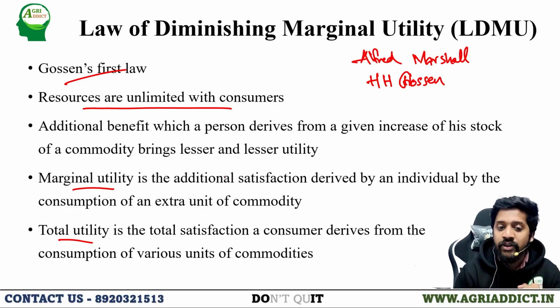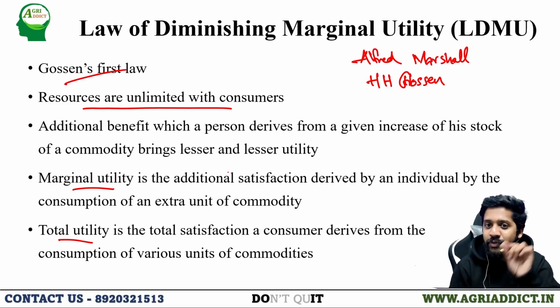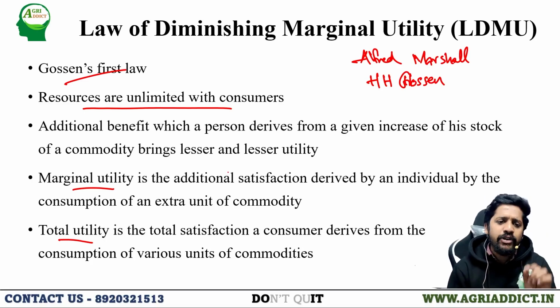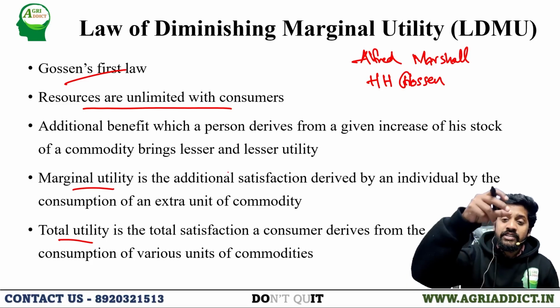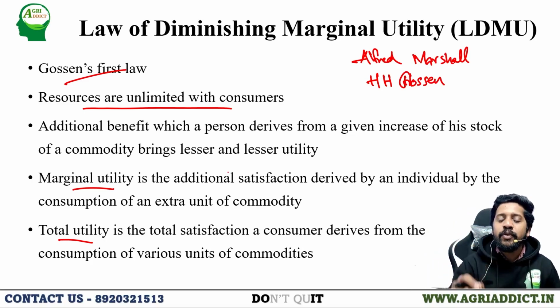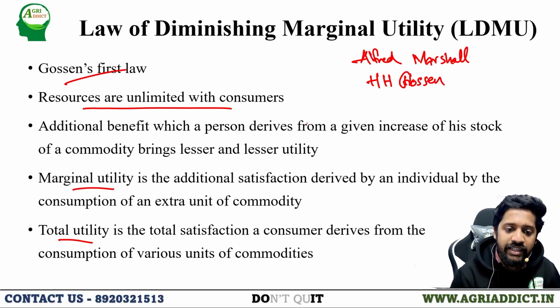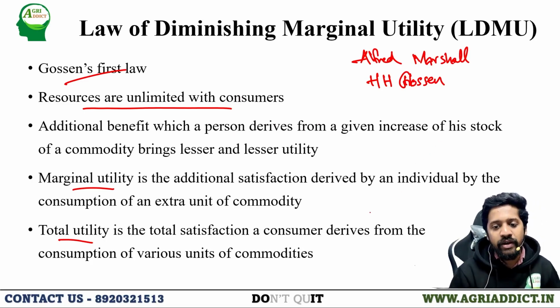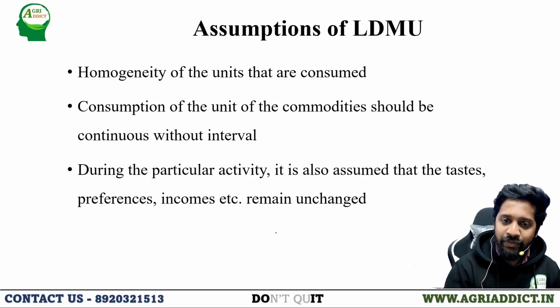Then what is the total utility? Total utility is nothing but the total satisfaction. It is the sum of all the marginal utilities, right? Marginal utility is the additional satisfaction corresponding to that unit of commodity, and if I have consumed 4 units of commodities, then the sum of the marginal utilities corresponding to each unit will be given by the total utility. So total utility is the total satisfaction a consumer derives from the consumption of various units of commodities. I hope the concept is clear.